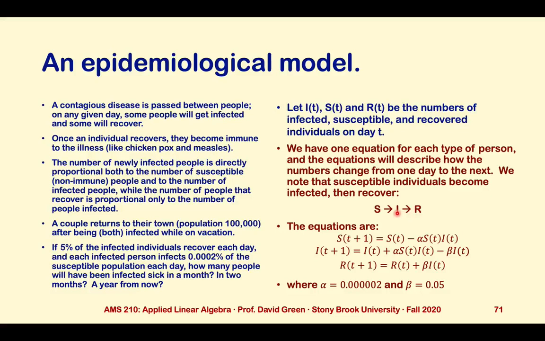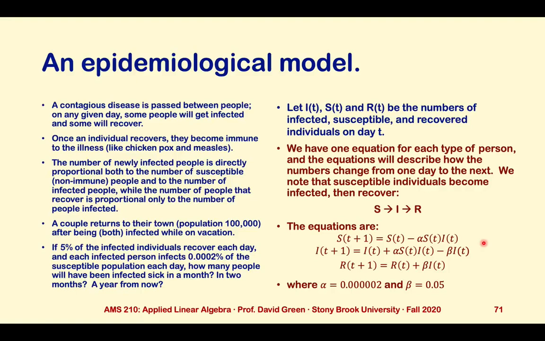An infected individual cannot become susceptible because infected people gain immunity. Recovered individuals cannot become susceptible because immunity is permanent. Recovered people cannot become infected because they are immune. Right? This type of model in the field of epidemiology is known as an SIR model because of this pathway.